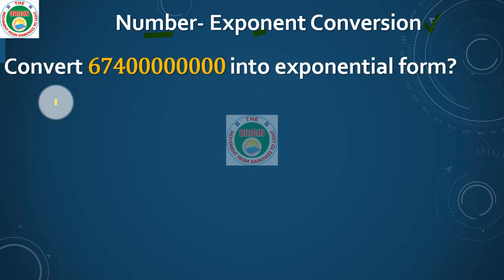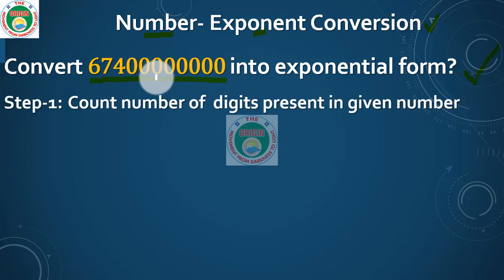Example, convert 674 with this many zeros that I have taken here. 1, 2, 3, 4, 5, 6, 7, 8 zeros I have taken, into exponential form. I want to convert this. I have given it step by step here.